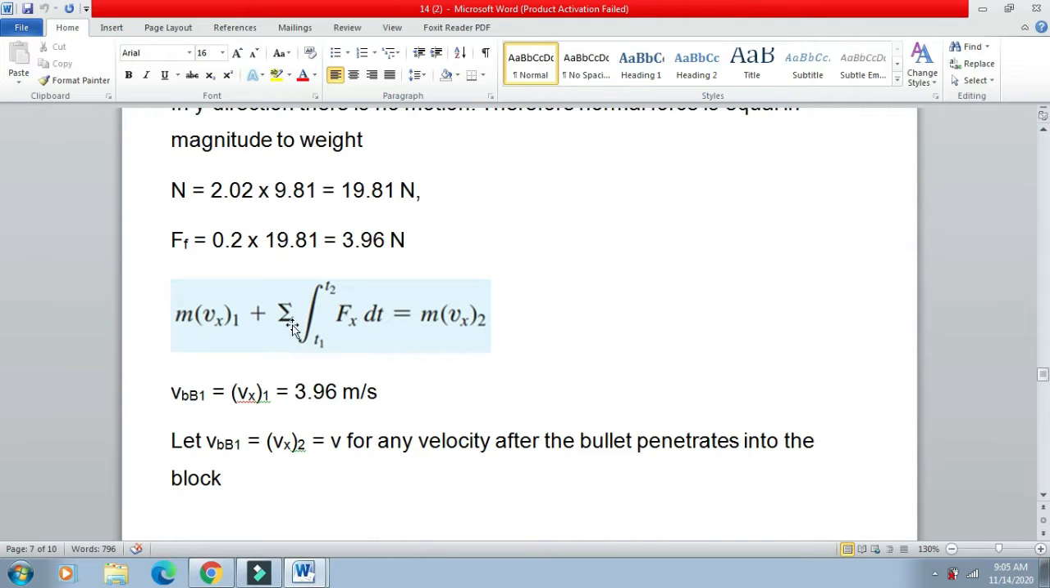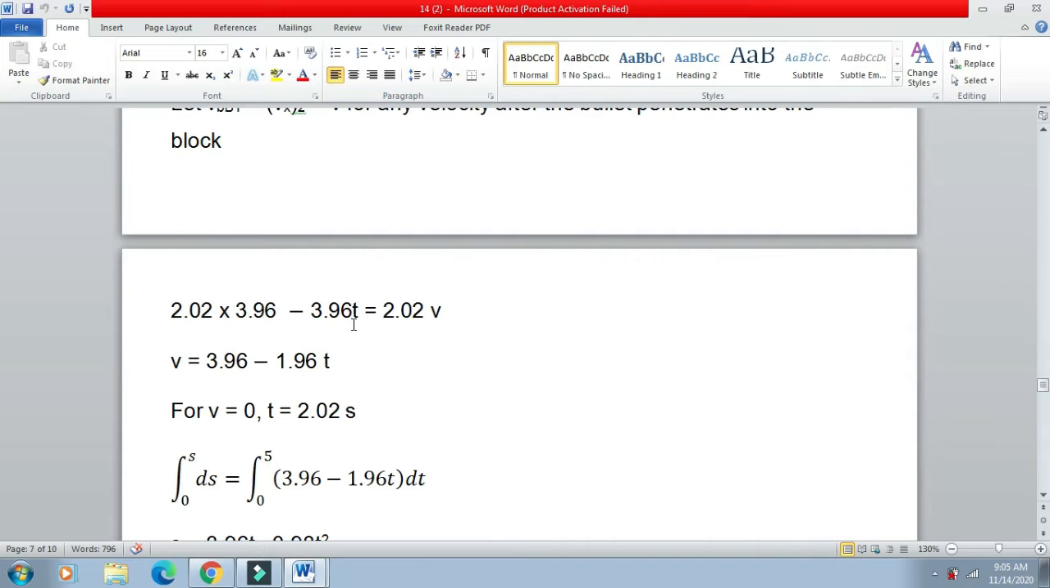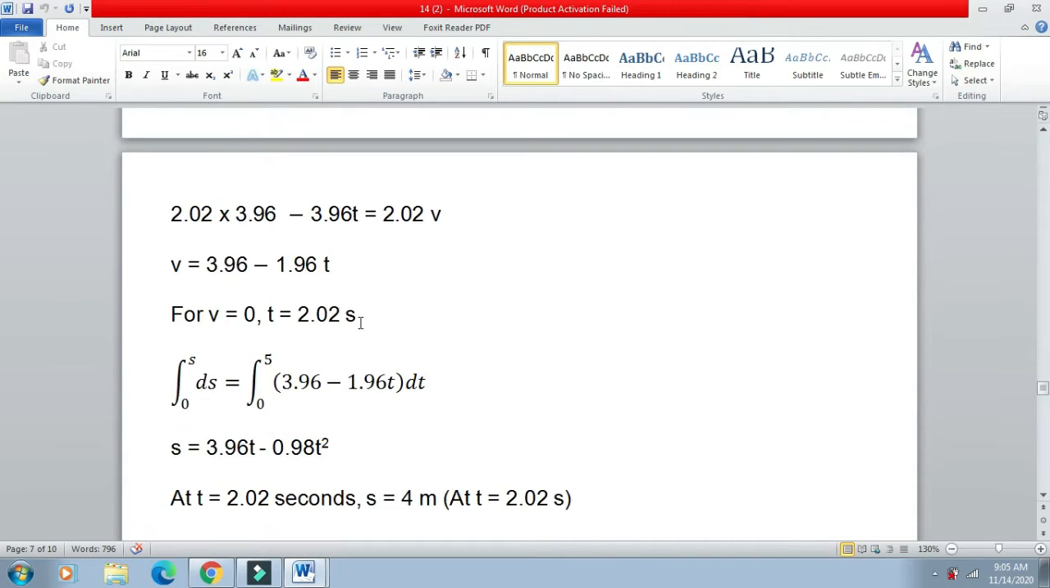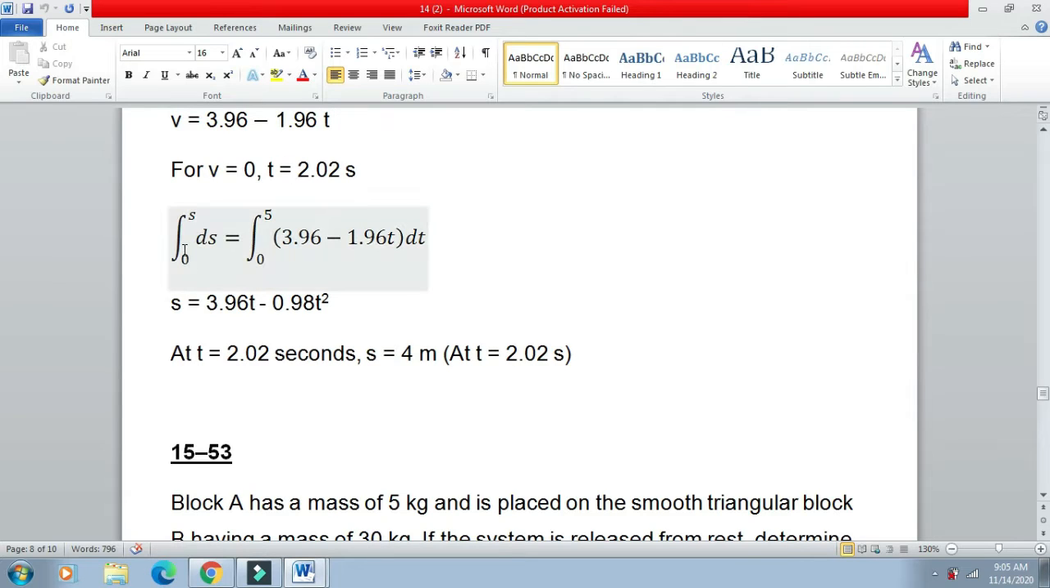Since friction force is constant, we can move out of the integral sign and we can simply multiply with time t or delta t. So we get a relation between velocity of the block plus bullet and time. We are interested in the velocity and distance, where the block is stopped. So when velocity is 0, time is equal to 2.02. Then we determine the distance the block travels.